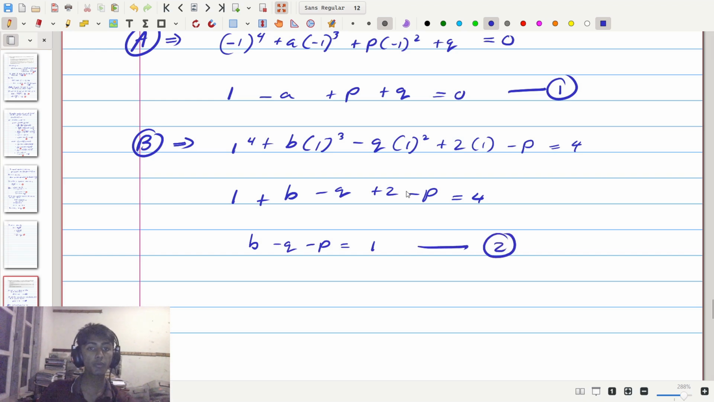Now with equation number 1 and equation number 2, what we can do is to add them together. And if we add them together, we can see this p will cancel this negative p and this q will cancel this negative q. And that's exactly what we're supposed to do.